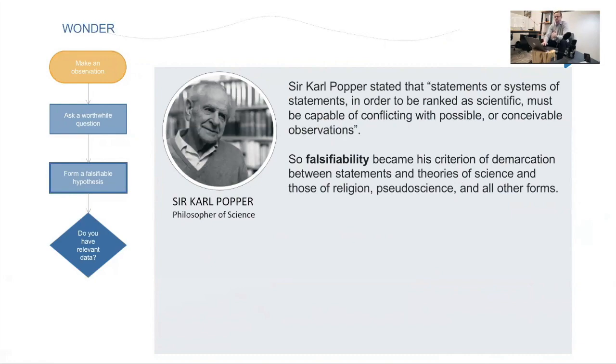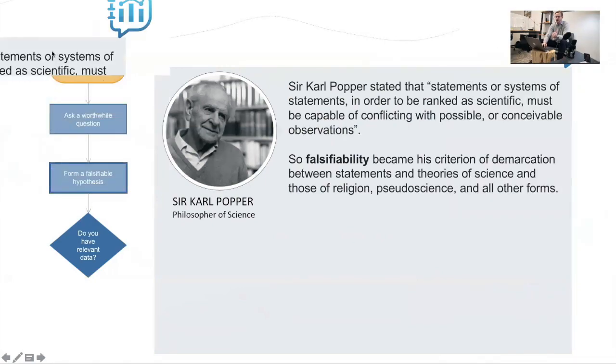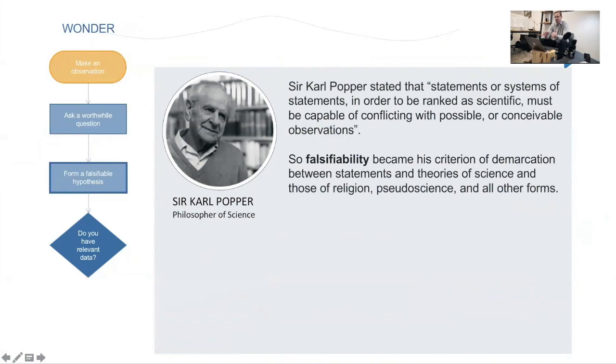So this individual right here, Sir Karl Popper, if you're not familiar with him, I recommend you check out his works. He was a philosopher of science of the 20th century. Some think the preeminent philosopher of science in his day. But he stated that statements or systems of statements, in order to be ranked as scientific, must be capable of conflicting with possible or conceivable observations. In other words, you need to be able to make your guess in words that could be shown to be wrong. And that sounds like, well, couldn't I show anything to be wrong? No, not necessarily. Oftentimes we word things in ways that actually aren't possible to prove wrong.